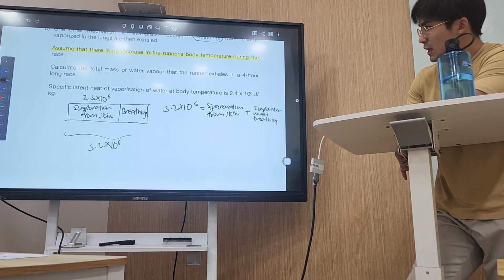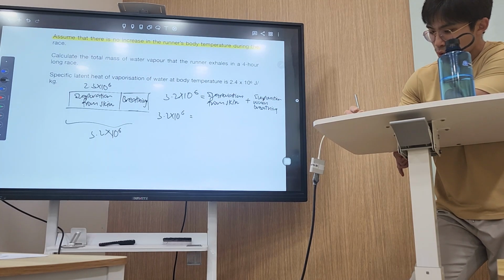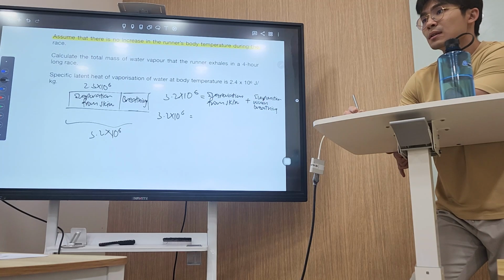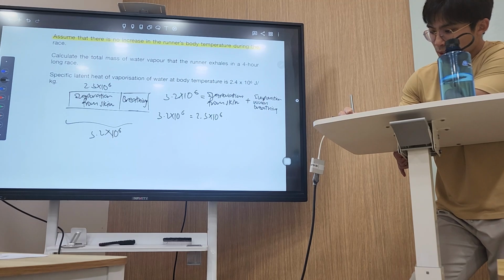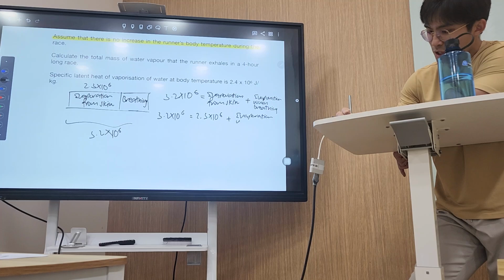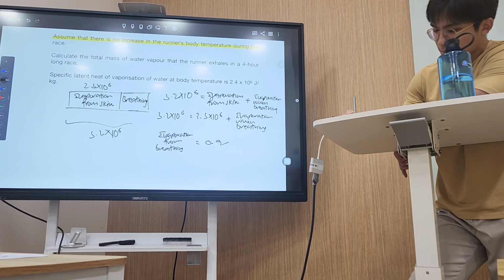Okay, and it is from here that I can calculate. I have 3.2 times 10 power 6 equals to, what's evaporation from skin? 2.3 times 10 power 6, plus your evaporation from breathing, evaporation when breathing. So your evaporation from breathing will be your 0.9 that you will see just now.